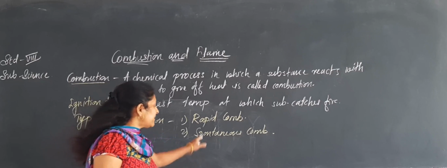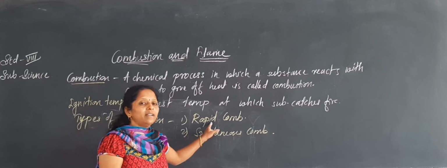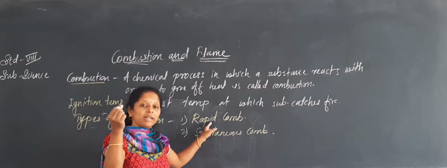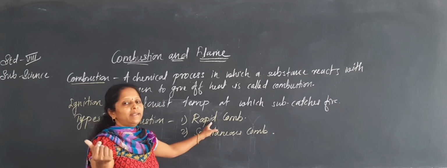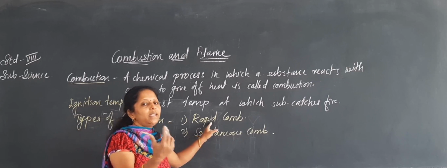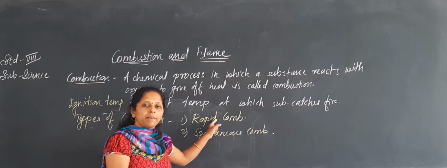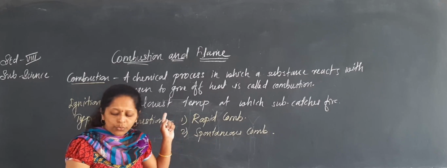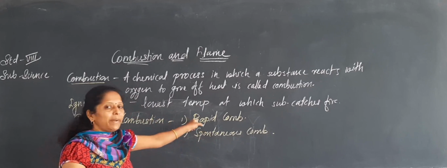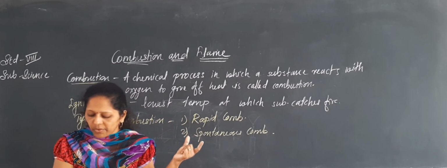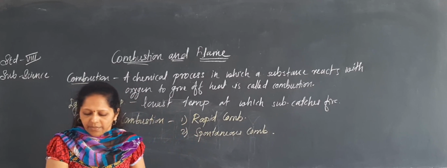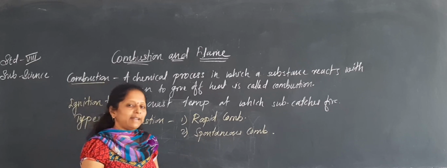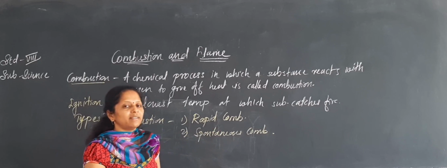So that is rapid and spontaneous combustion. Rapid means some heat or fire is required externally, with the help of a matchstick or a lighter. When we give that heat, only then does it catch fire. It will not burn by itself. Gas burns rapidly and produces heat and light when we bring a burning matchstick or a gas lighter. That is rapid combustion.